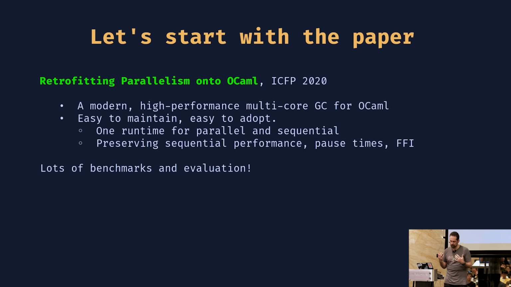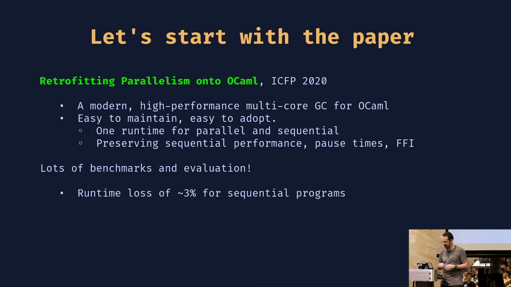And part of what the paper did is produce lots of benchmarks and evaluations to justify the design. They looked at a bunch of experiments and showed that the loss of sequential runtime performance for the new GC was on the order of 3%, which seemed pretty good.